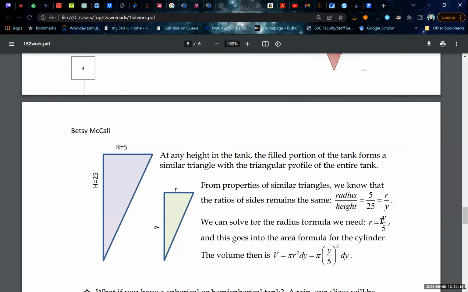If you go up 5 feet, it'll still be 1/5 of that. If you go up 25 feet, it'll be 1/5 of that. So all the way up, the radius is 1/5 of the distance that you've traveled. So if you plug that into the cross-sectional area formula, which is a circle, remember, because we're using approximations of cylinders, then in pi r squared, the r gets replaced by y over 5.